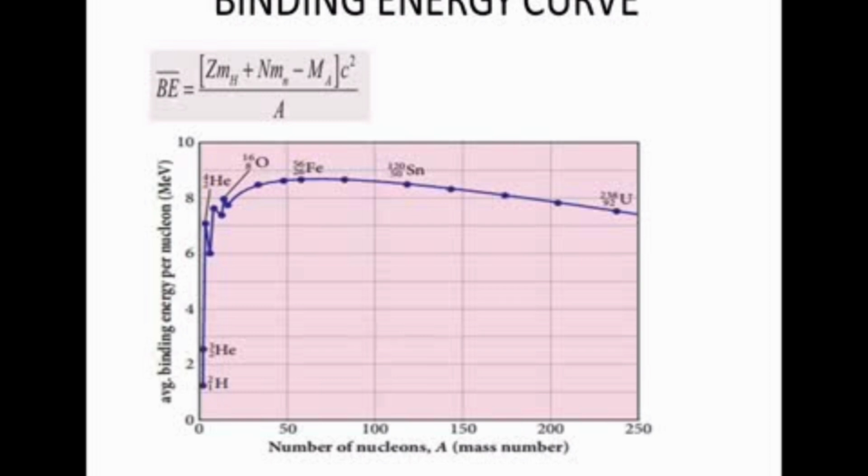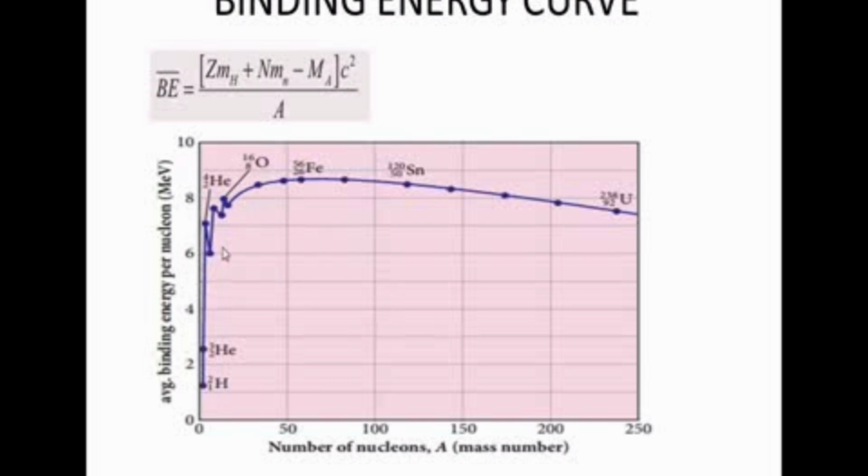It is unstable. It will radiate energy. It will emit particles like alpha, beta, gamma. So it will produce two new elements and release the energy. Here the light elements are combined to form a heavier nucleus. That process is called a nuclear fusion reaction.